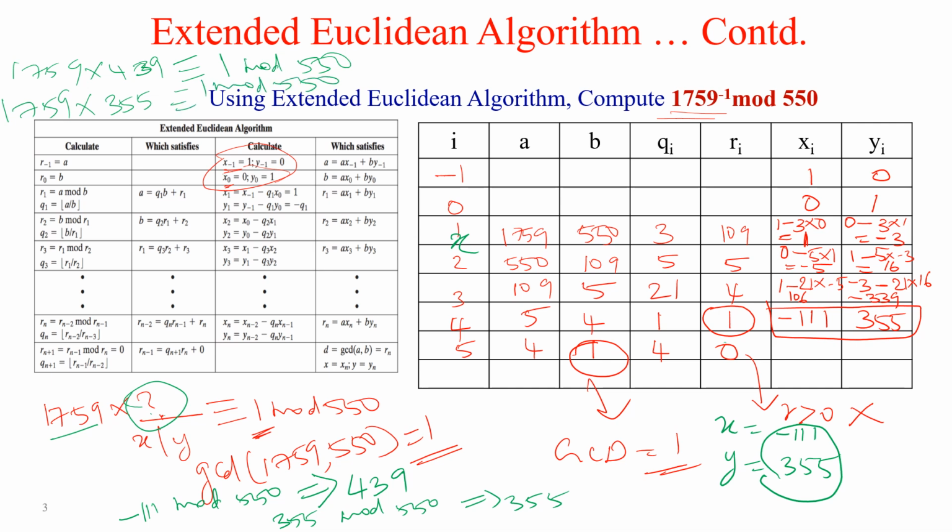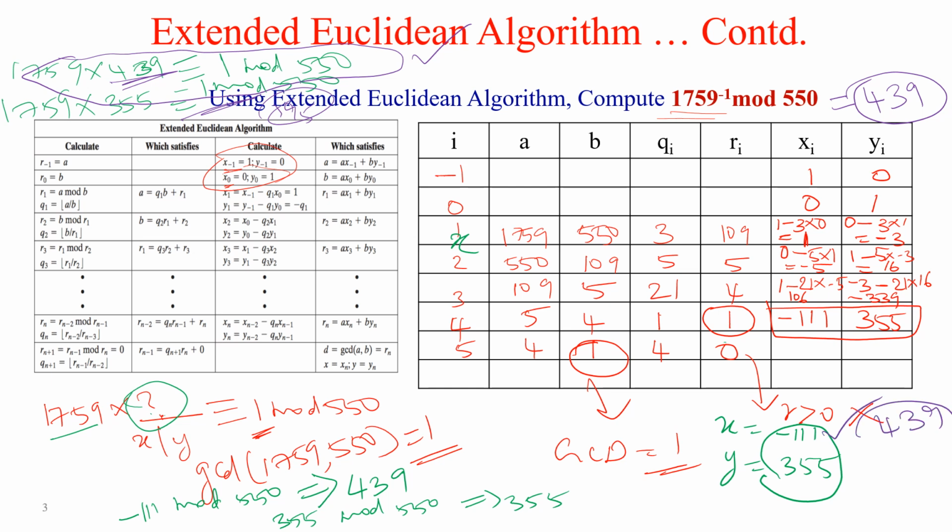So which one are you getting as 1 mod 550? 1759 into 439 only you get as 1 mod 550. So this value only you get as 1 mod 550. And for this value you get some other value, like I think 195. 195 you get, so 195 is not correct, right? So 439 is the inverse of 1759 mod 550. So what is the inverse? It is 439. How did we get this 439? This x value only gives the answer as 439. So 439 is the inverse.